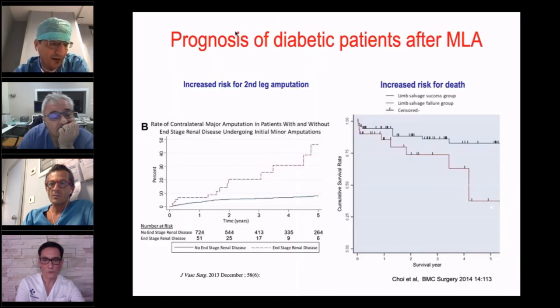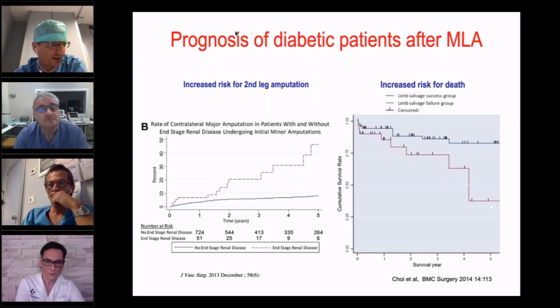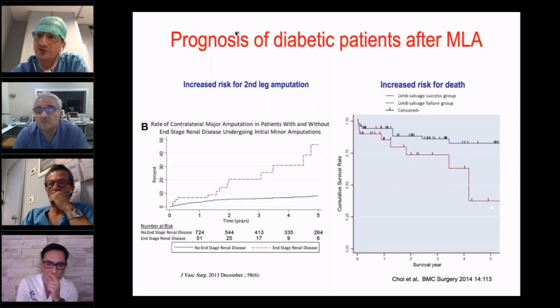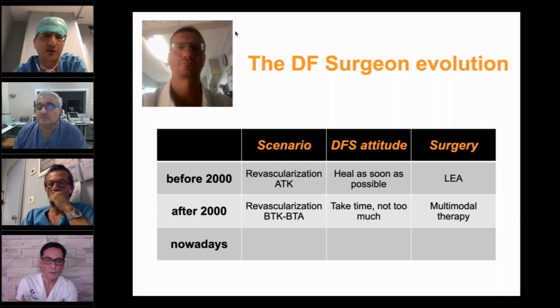Then little by little we understood that probably this was not the best approach for our patients, and we started to follow these patients for years, and we noticed that compared to patients for whom we were able to achieve a limb salvage, patients undergoing a major leg amputation had an increased risk for death, and also an increased risk for the amputation of the second leg within 5 years. And so we began to understand that we had to do something more for these patients.